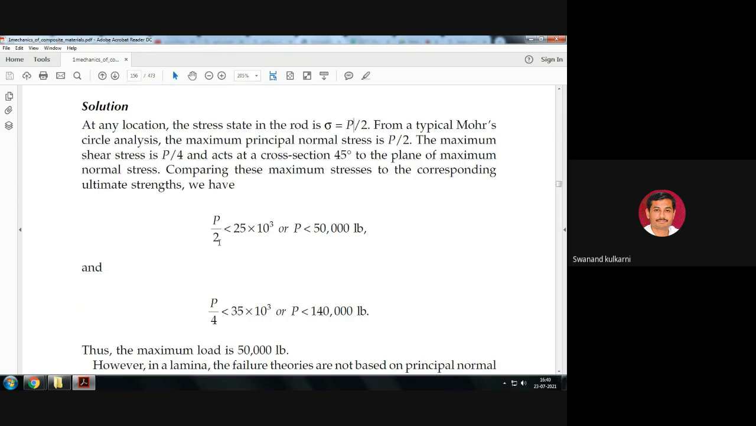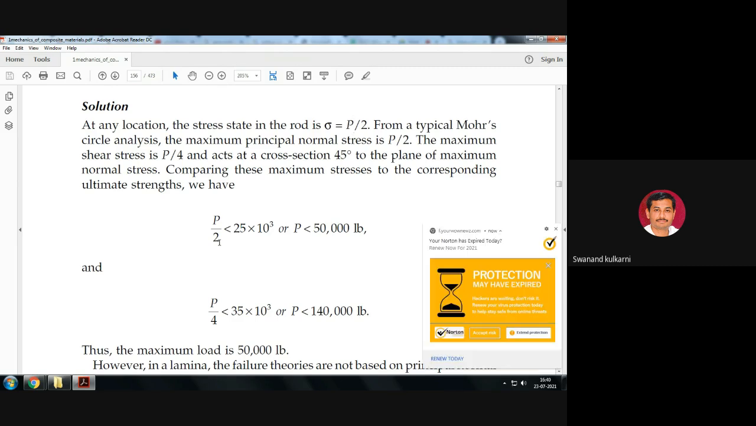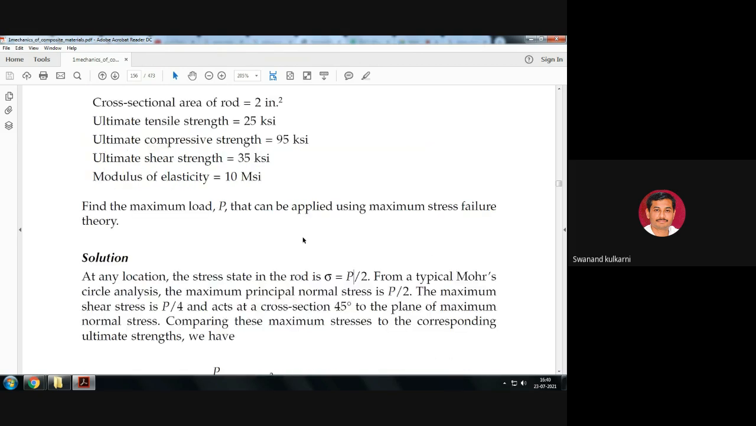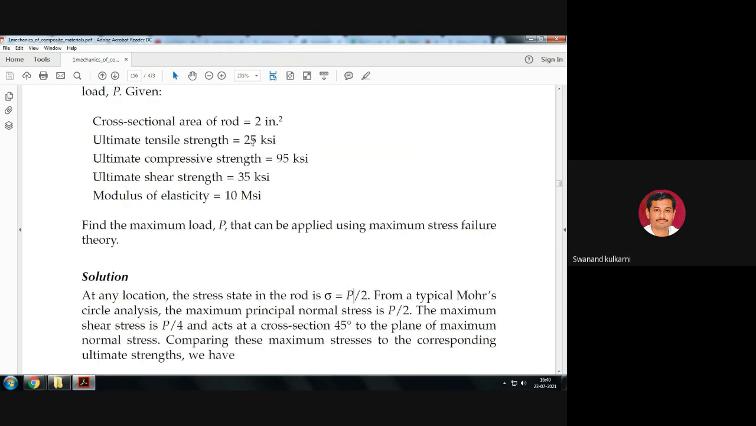That is what we will refer to here, because if we are considering the case of normal stress, then P by 2, and if we are considering the case of shear stress, then we will have to use P by 4. So with these things we have to go ahead. For normal stresses, P by 2 is less than 25 into 10 raised to 3, because in the example itself it is given that the tensile strength is 25 but the compressive strength is 95.